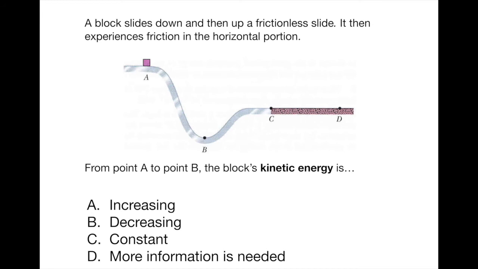Okay, here we have a slightly different situation where there's a dip in the frictionless part of the track before it comes back up to some intermediate height. And then there's some friction in the horizontal portion. Again, you can see in the color coding. So if we look from point A to point B, what is happening to the kinetic energy of the block? If it starts from rest and then it's given a little nudge and slides down, what's going to happen to the kinetic energy of the block? Is it increasing, decreasing, constant, or is more information needed?